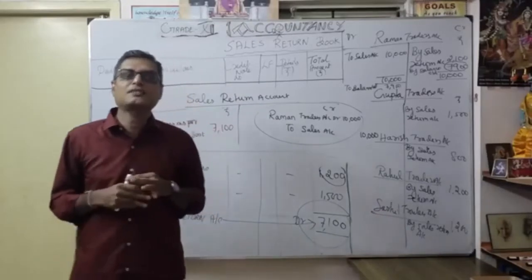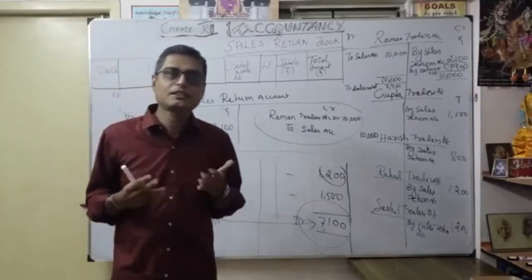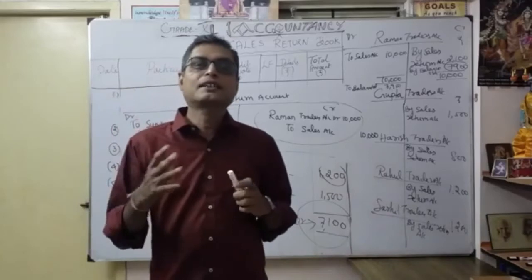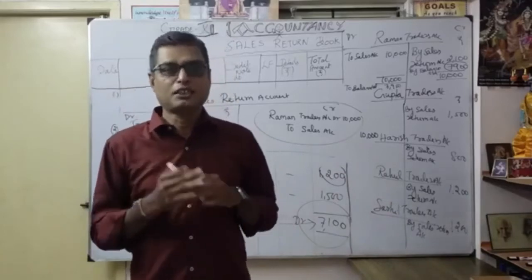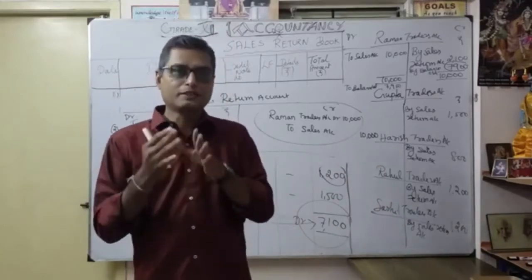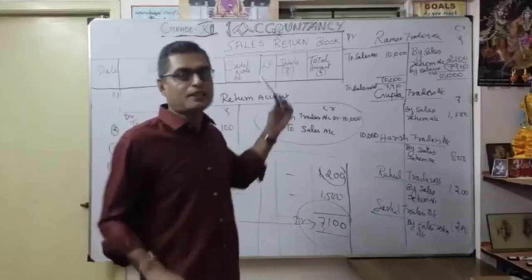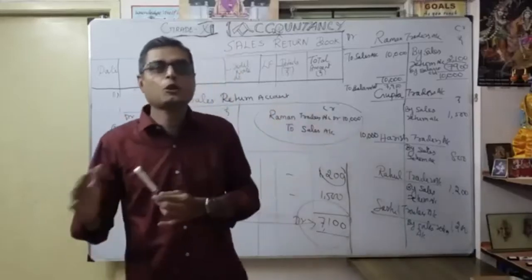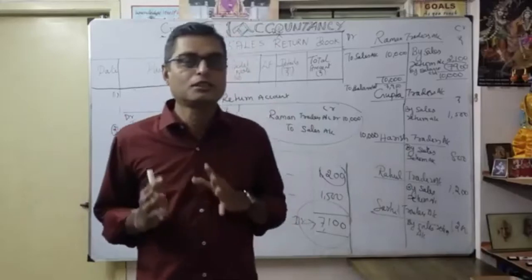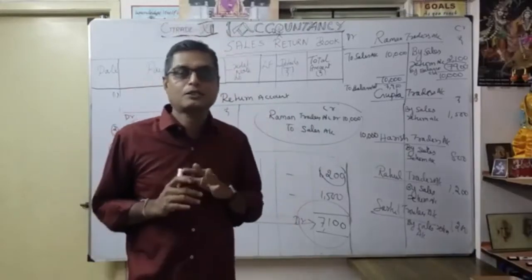When the contra entry comes, any deposit or any withdrawal from the bank, we can say it is coming under contra entry. That's why it is called double column cash book. We can write cash and bank simultaneously. No need to open a separate book for the bank account. You understood? That's the importance of double column cash book.